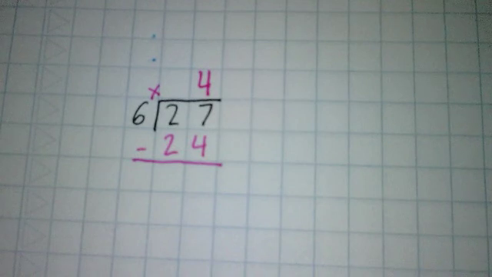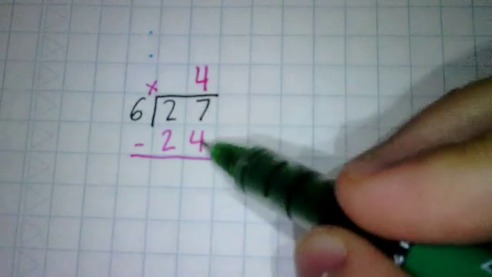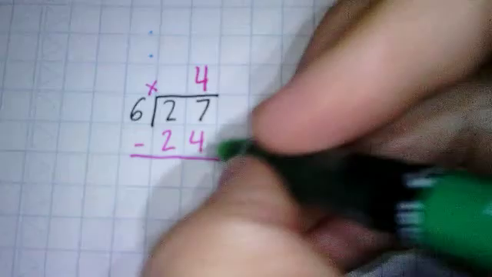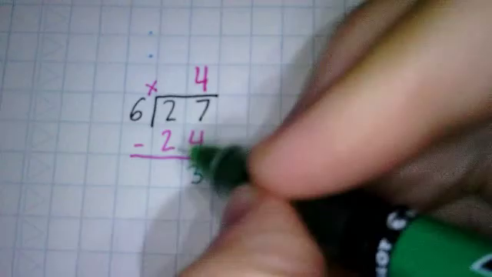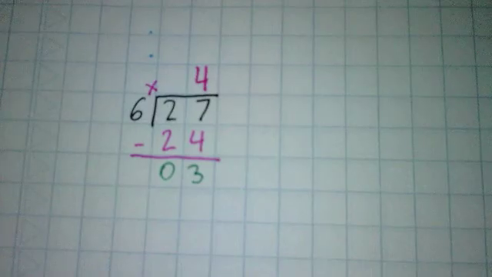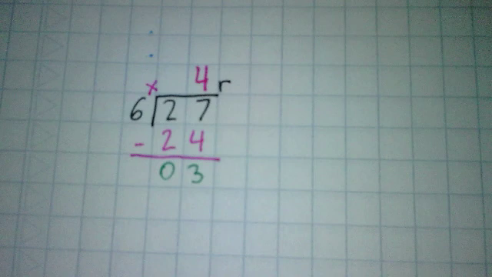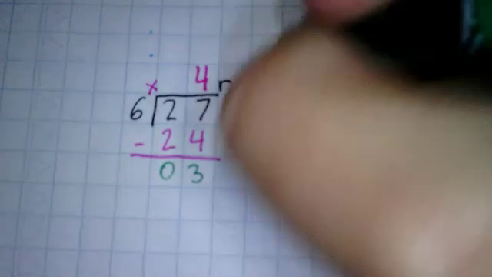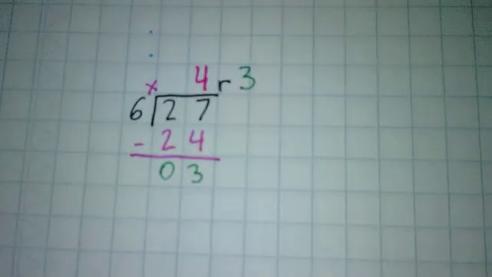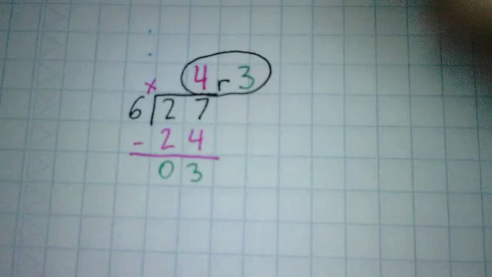Now, I can already tell by looking at it, am I going to get 0 as my answer here? No, I am not. Okay, so let me do my subtraction. What's 7 minus 4? 3. And 2 minus 2? 0. So what does this 3 become? My remainder, right? A lowercase r and my 3. So my answer is 4 remainder 3.